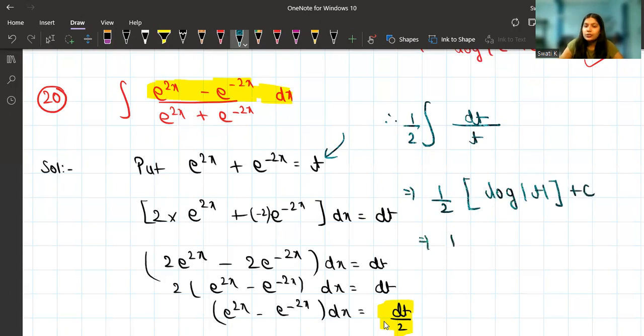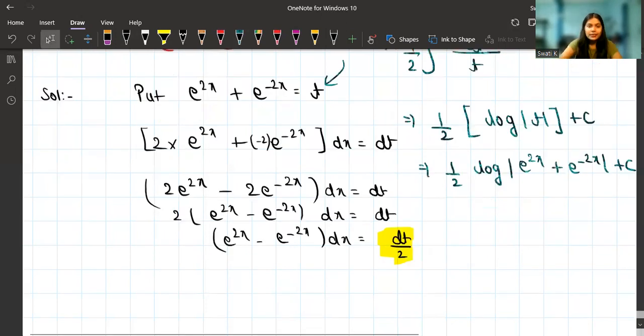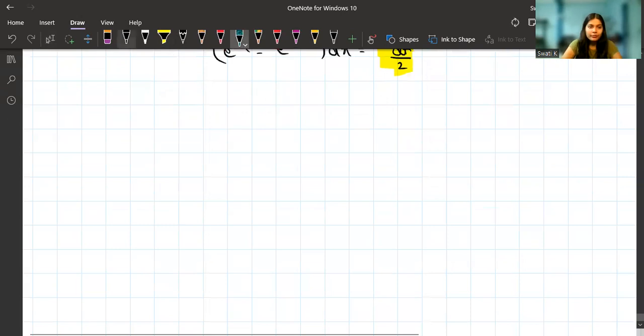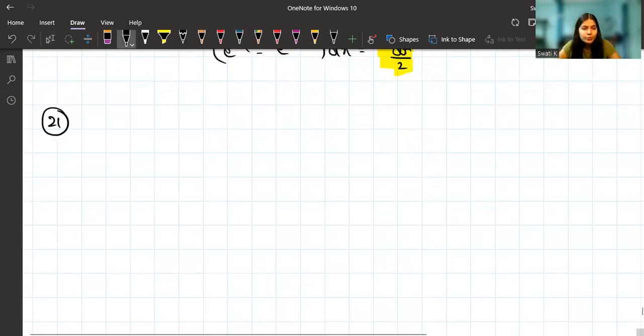So simply it will become 1 upon 2 log mod t. t is here e raised to 2x plus e raised to minus 2x plus the constant of integration. And that is our answer. Okay, now it's time to go to the 21st question quickly. So let's go to the 21st question. We are almost towards the end.